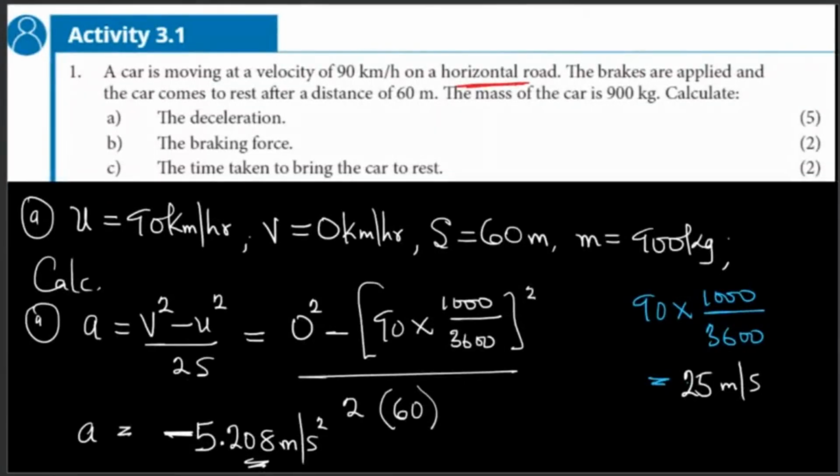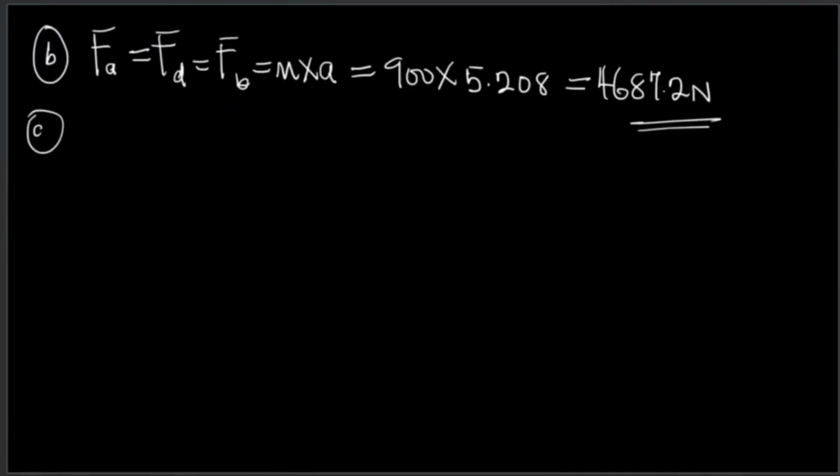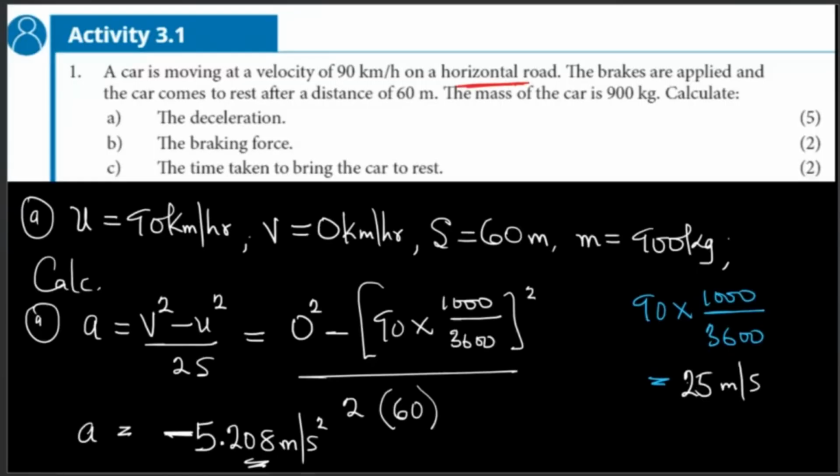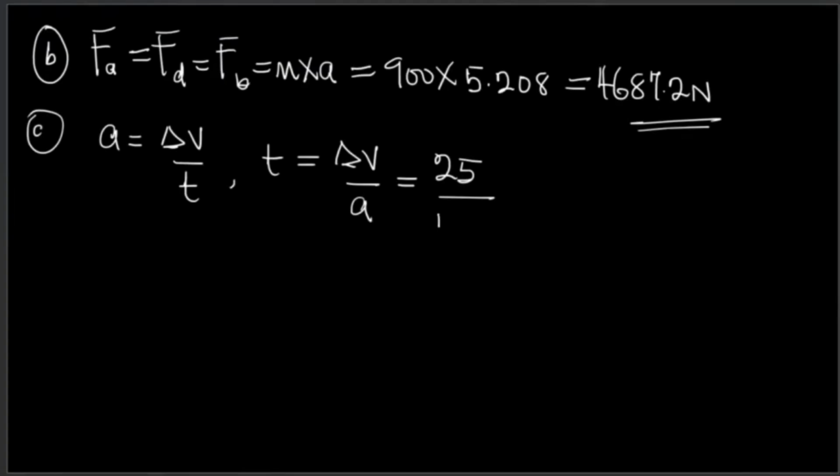Time taken to bring the car to rest. The car is decelerating from 90 kilometers per hour to 0. With the time taken, we know that acceleration is change in velocity per unit time. So our time is going to be equal to change in velocity over acceleration. The change in velocity is 25 meters per second, and the deceleration there is 5.